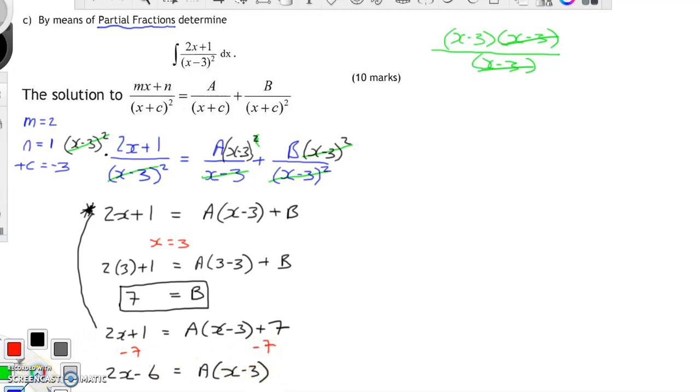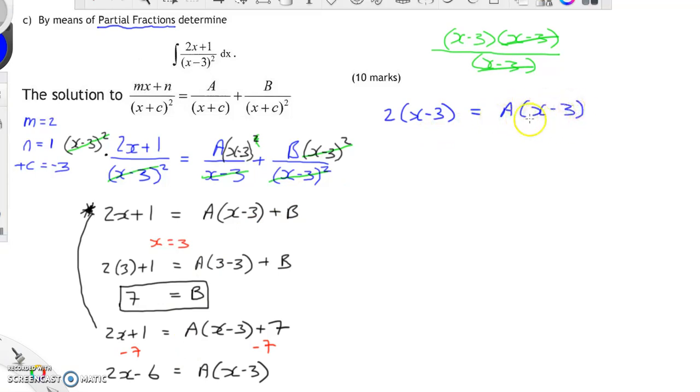Now I'm going to change to blue and start up here again, and what I'm going to do is pull the 2 out of the left hand side. So I'm going to have 2 times x minus 3. So I've changed the structure of the left hand side, but it's identical in value. I've just factored out the 2 equals a times x minus 3.